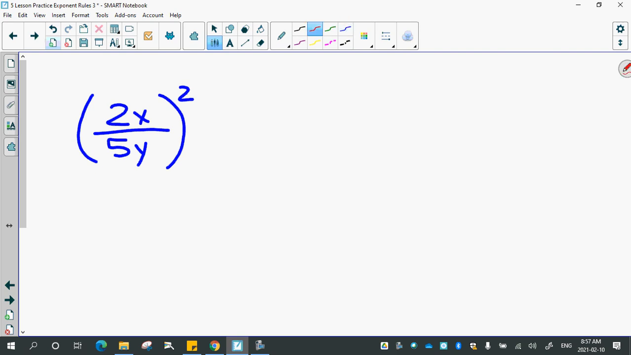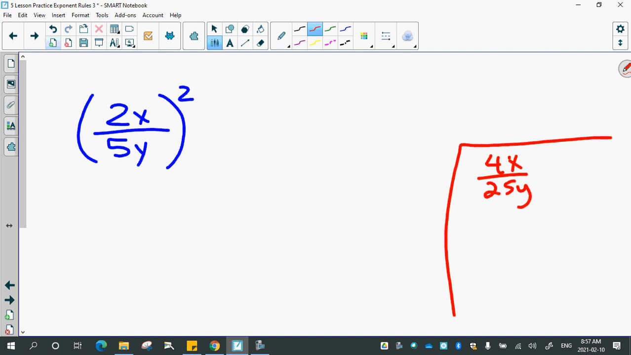All right, so I got a few more different answers here. I got 4x over 25y. I've got 4x squared over 25y squared. I've got 4x squared over 10x squared. Those are the answers I've seen as I've walked around. Okay, so let's see which one we can reason through is right.